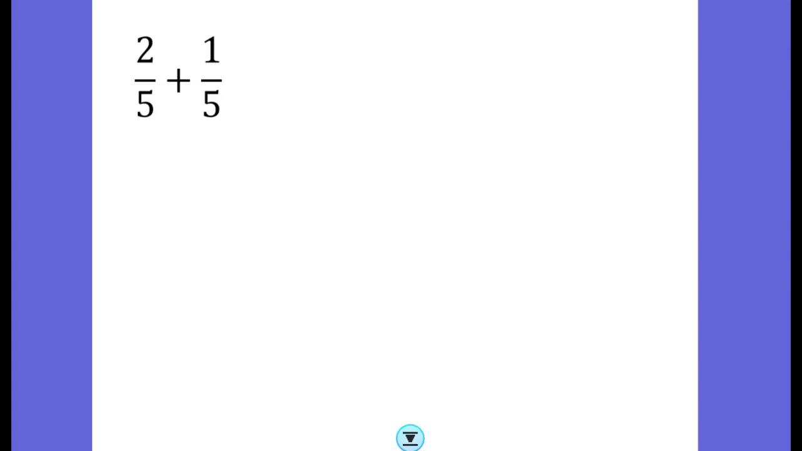So adding fractions, we're going to start off with what we call like fractions. These two fractions here are like fractions, they are alike. Now we say they're alike because they have the same denominator, the denominator being the bottom part of the fractions. So because they have the same denominator, adding them is actually really easy.